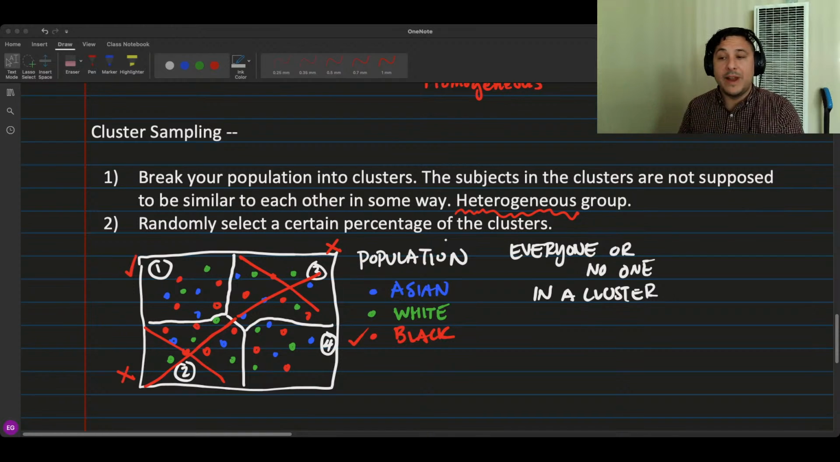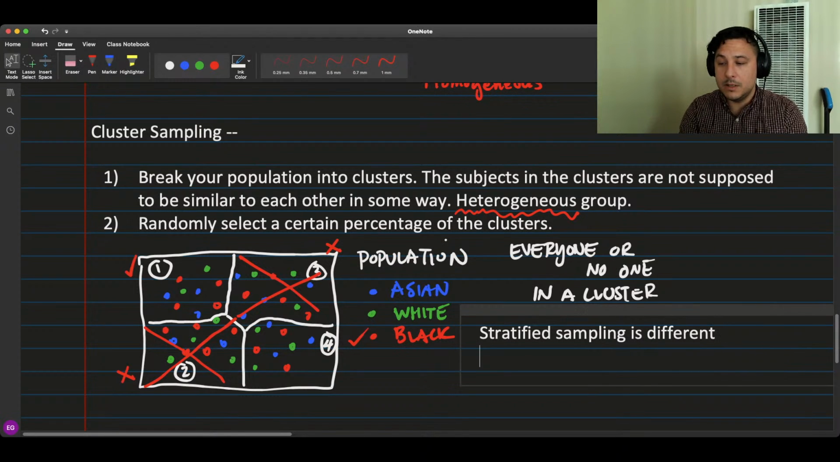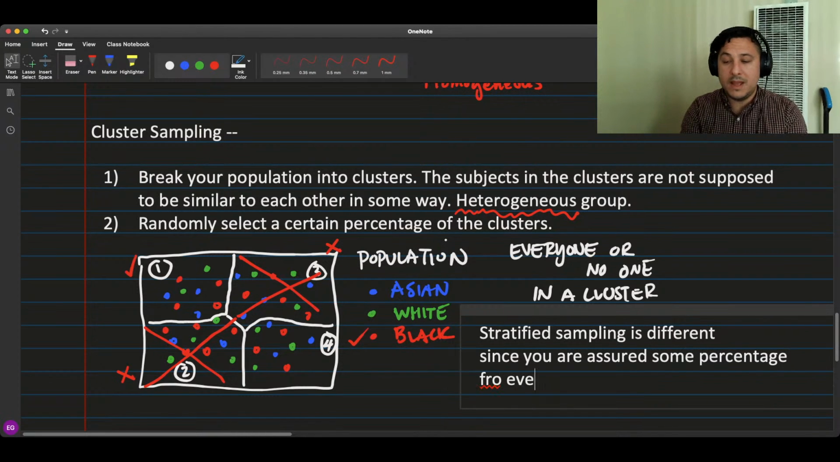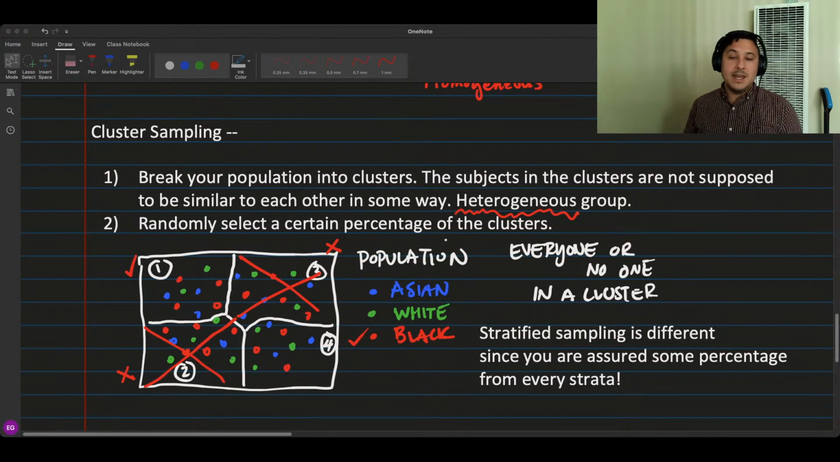This is different than stratified because in stratified sampling, you got a percentage of people from every cluster. Stratified sampling is different since you are assured some percentage from every strata. Okay, cluster sampling is all or nothing. You do not get anyone from cluster 2 or cluster 3. But if they were strata, you would have gotten some percentage from them.